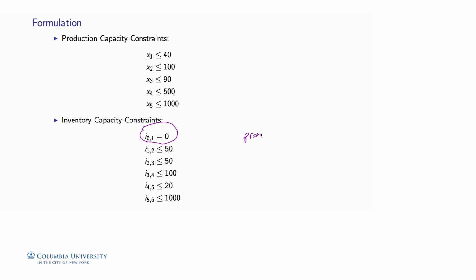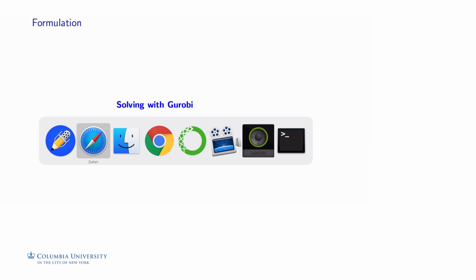So production variables xi are greater than or equal to 0, and inventory variables Ikl are also greater than or equal to 0. This is obvious because you cannot produce negative values. So now moving on to solving with Gurobi.